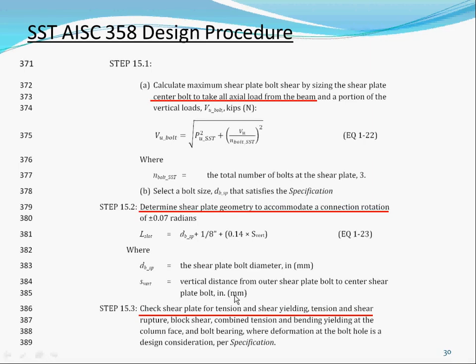Now the top and bottom slots, we want to make sure you have this slot so the connection can rotate, and then how long the slot length is, the top and bottom. Here's the slot equation to do it. Now after that, you want to check your shear tap for tension yield and tension shear.